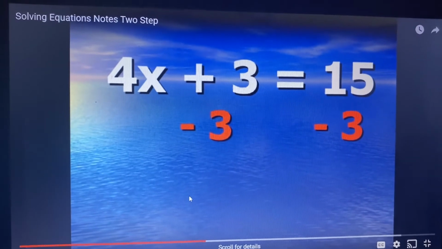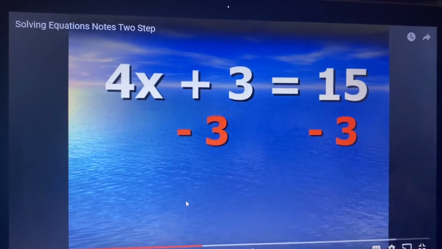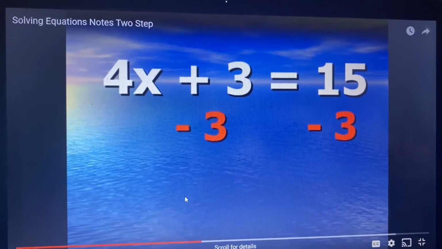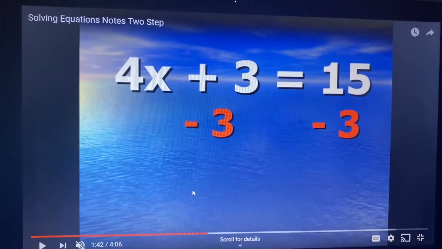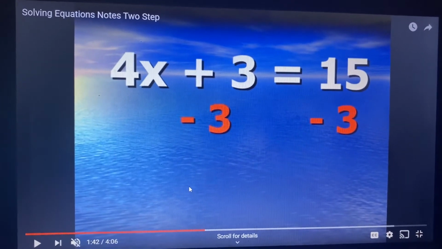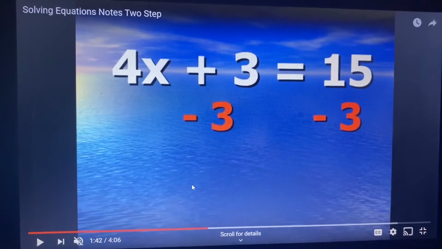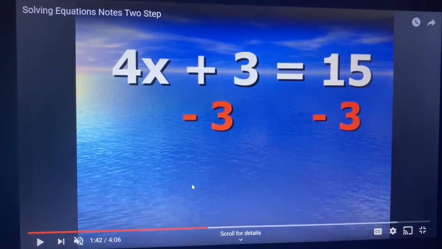Another tip to remember is to line up your numbers with your equation, just so you can help keep everything neat and tidy so you won't get confused. So a positive 3 minus 3 would give us 0. 15 minus 3 would give us 12. That should leave us with 4x equals 12.